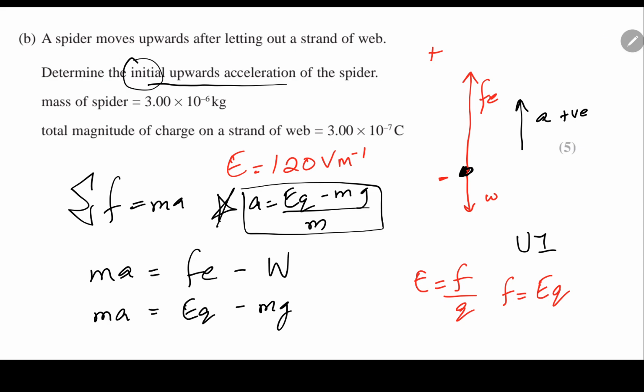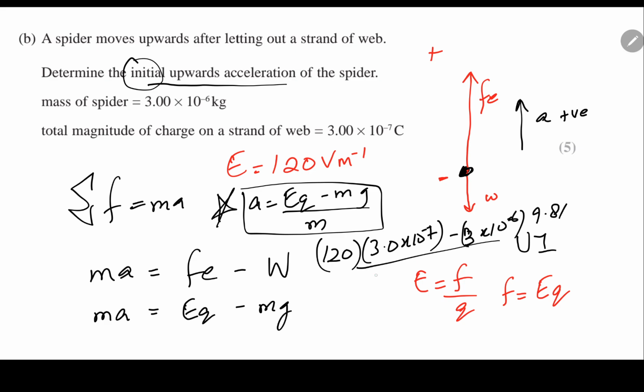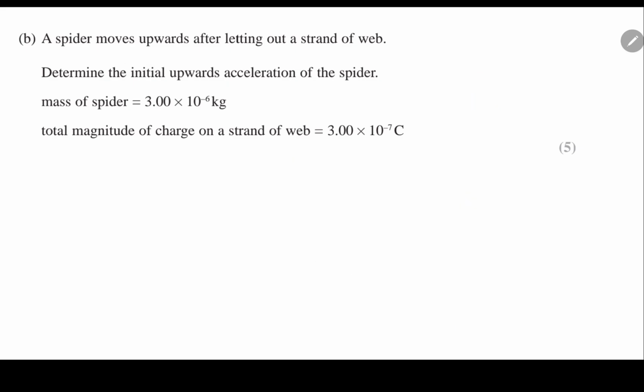So we have E as 120 times the charge, which is 3 times 10 to the power of negative 7, minus the mass, which is 3 times 10 to the power of negative 6, times 9.81, divided by 3 times 10 to the power of negative 6. So you get the answer, just give me a second. You get an answer of 2.19 meters per second squared.